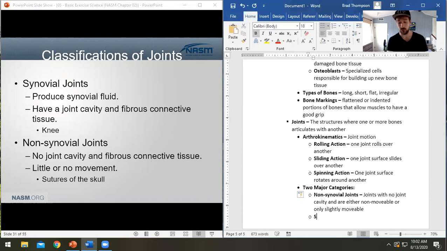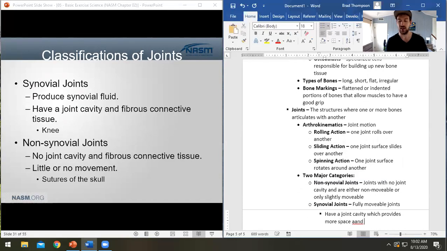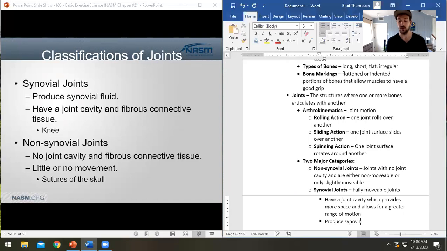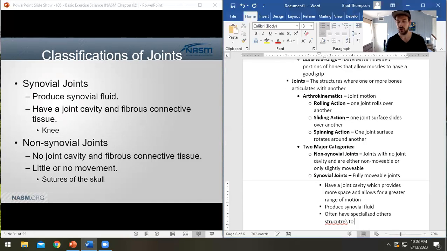Then we have synovial joints. Synovial joints are fully movable joints. They have a joint cavity, which provides more space and allows for a greater range of motion. They also produce synovial fluid and often have specialized other structures to eliminate friction and provide stability.